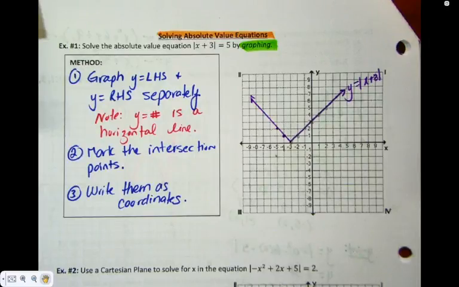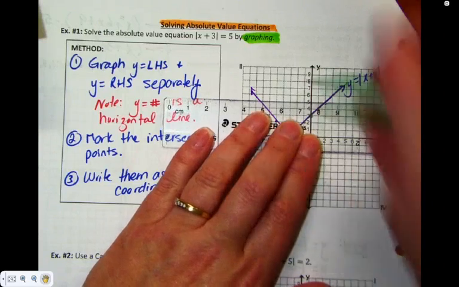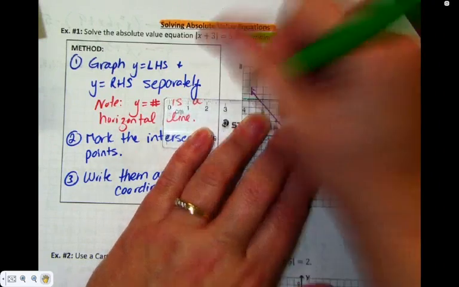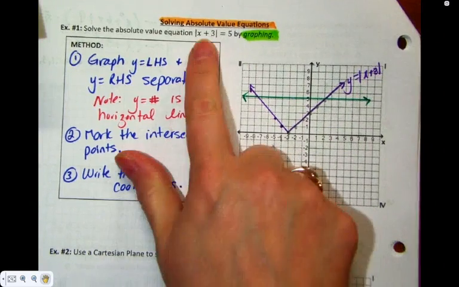Step number 2, we need to graph the other side of the equation, which is just y equals 5. So we go to 5 on the y-axis, and it's a horizontal line. Sorry, what does that say for y equals? The absolute value of x plus 3. Oh, I see.